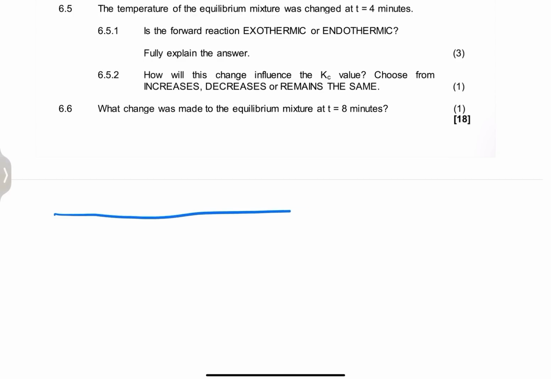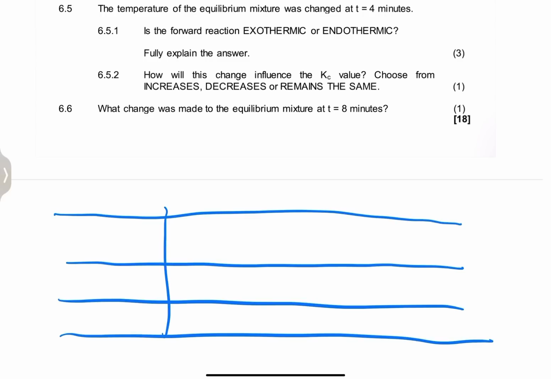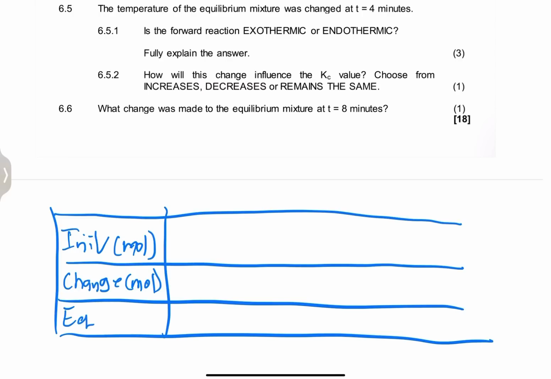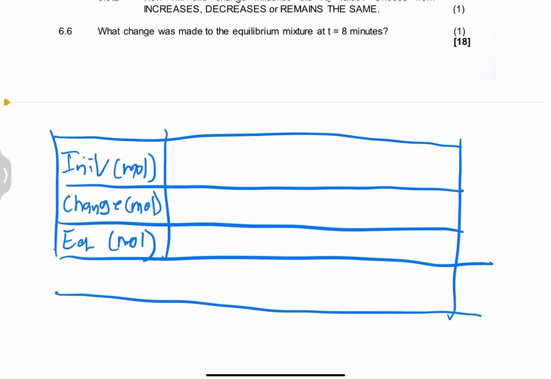We know that we'll always have in our table, let's start with the initial moles, so that will be initial, that's in moles. That would be change in moles, and that would be equilibrium moles, that's in moles as well. In fact I just left one row, that's for equilibrium concentration, that would be in moles per cubic decimeter.